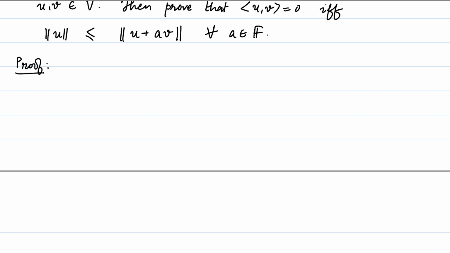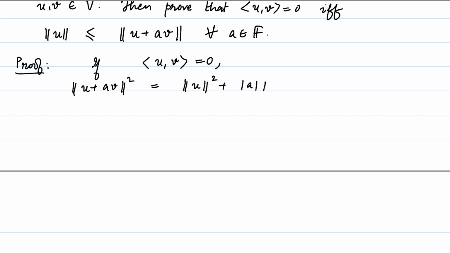One side should be easy. If the inner product of u comma v is equal to 0, then what do we know about the norm of u plus av, the whole square? By Pythagoras theorem, this is equal to, well I was using the word norm, but what I mean is length, so the length of u squared plus mod a times the length of v squared. Notice that mod a times the length of v squared is a positive quantity.